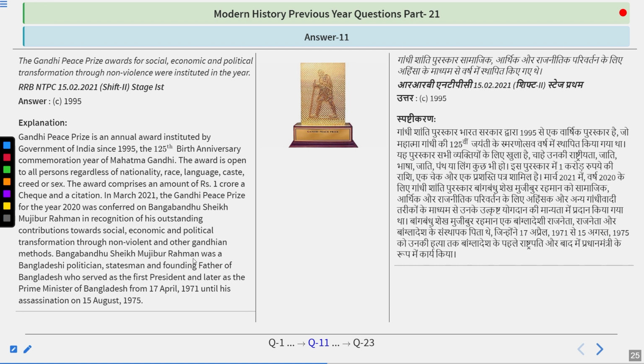Remember that Sheikh Mujibur Rahman is also known as Bangabandhu. He was a Bangladeshi politician, statesman, and founding father of Bangladesh, who served as the first President and later as the Prime Minister of Bangladesh from 17 April 1971 until his assassination on 15th August 1975. So do remember the answer is 1995.